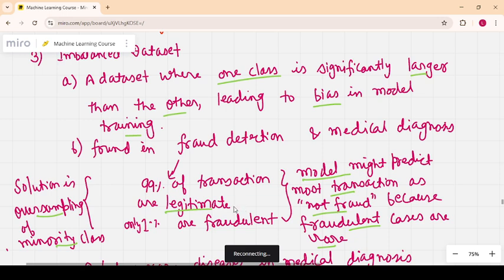To solve this problem, we need to oversample the minority class. The minority class here is fraudulent samples. So we need to increase them to match the class 1 legitimate samples. If I have 100 samples and 99 are legitimate, we need to create 98 more fraudulent samples so that our model becomes more robust to handle any type of transaction. It provides a better output.